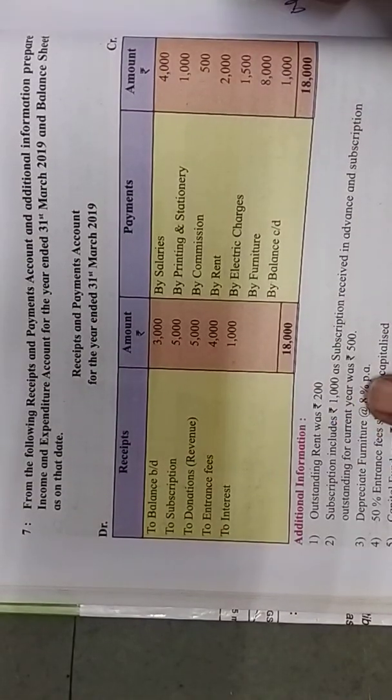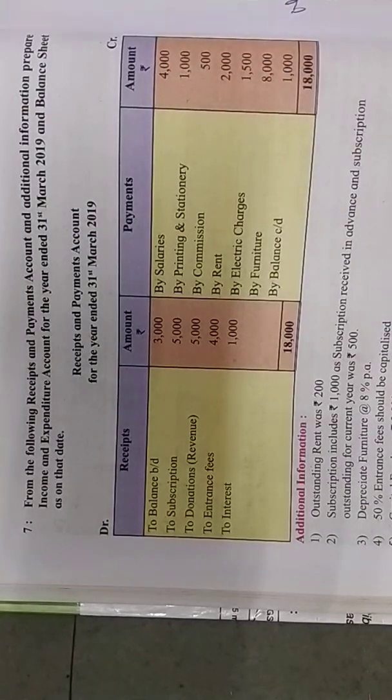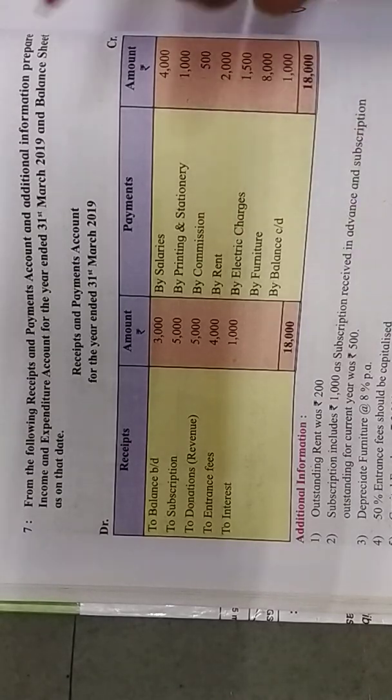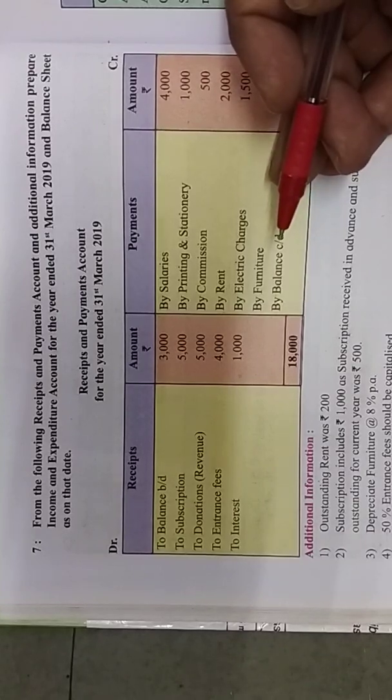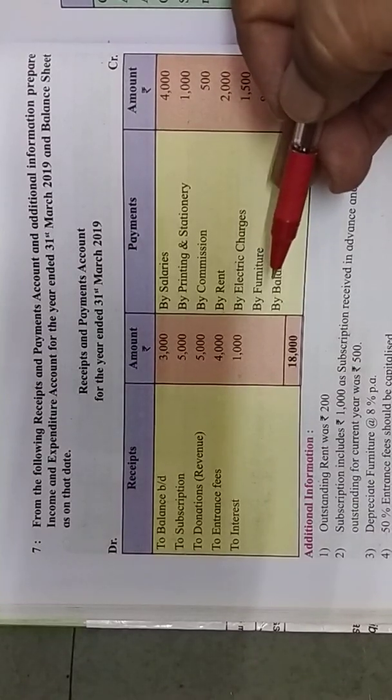Page number 82. Solve problem number 7. Last period we have seen problem number 5. We had to prepare only the income and expenditure account in that problem. Now we have to prepare the income and expenditure account and also the balance sheet in this problem.